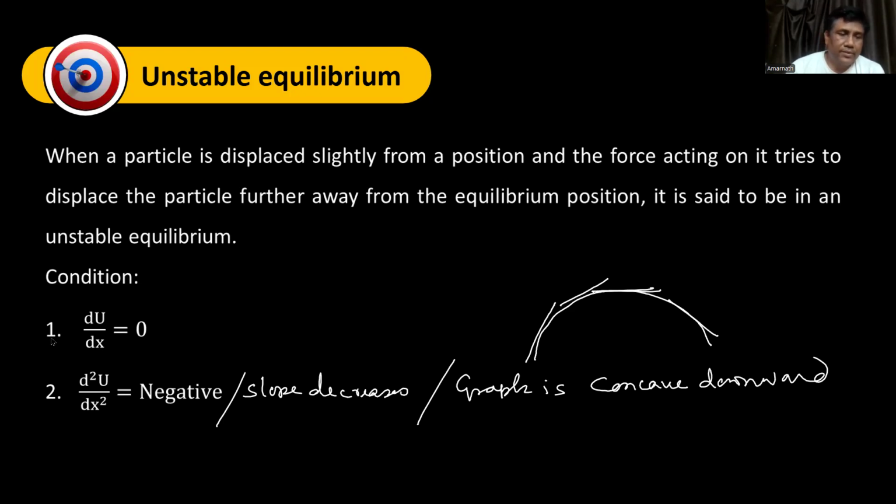Now the last part, that is neutral equilibrium. That I have already written. In neutral equilibrium, what will it be? Force is zero, energy is constant. Energy is constant.